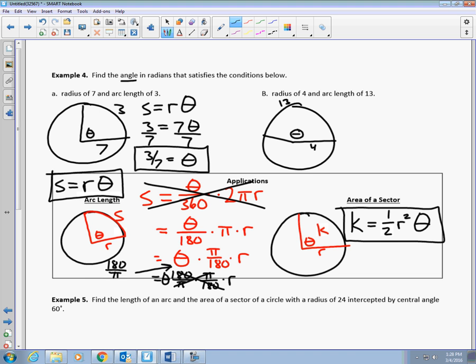So we set up our formula. S equals R theta. S is 13, and R is 4 theta. Divide both sides by 4. And 13 over 4 is 3.25. You can see that sure enough, we do have more than 3.